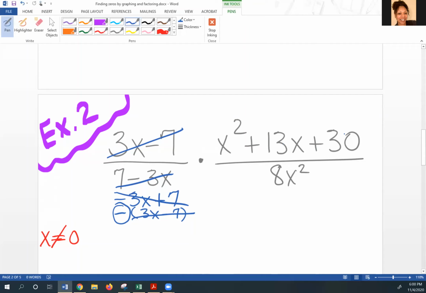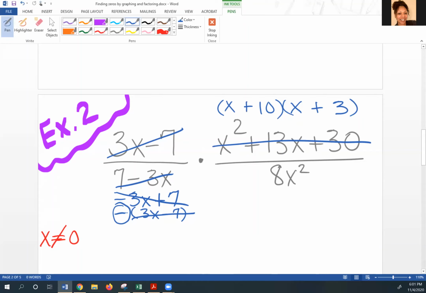So what I want to do in this instance is look for 2 numbers that will multiply to give me 30, but those same 2 numbers will add to give me 13. Well, I know x squared is simply x times x. And just think about it. 10 times 3, right? 10 times 3 is 30, but when I add them, which means both signs will be positive, 10 plus 3, that gives me that 13x. Okay, so I can get rid of that. I am now left with the x plus 10 times x plus 3 all over.